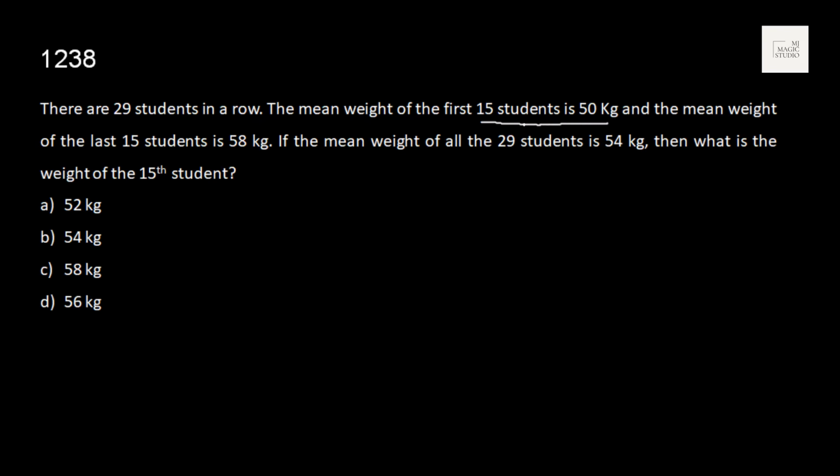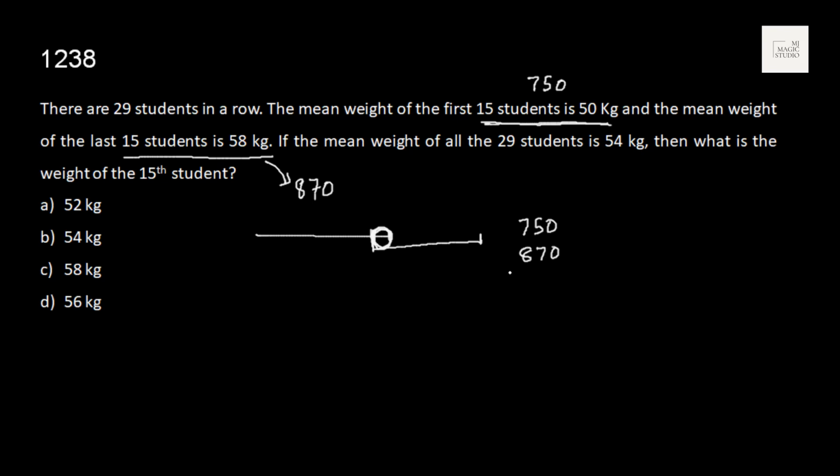There are 29 students in a row. The mean weight of the first 15 students is 50 kg, so 15 into 50 is 750. And the mean weight of the last 15 students is 58 kg, so 58 into 15 gives me 870. That means, in the first 15 and last 15, the middle one, the 15th student, is counted twice if I add them up. 750 plus 870 is 1620.